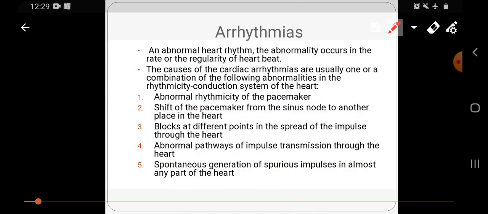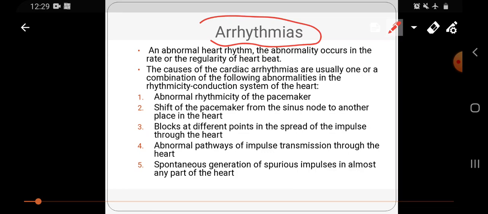Now, most of the abnormalities that we will talk about today are actually arrhythmias. Okay, and the term arrhythmia means an abnormal heart rhythm. Now, the abnormality might be in the rate or it might be in the regularity of the heartbeat. You know that the normal heart rate is between 60 to 100 beats per minute. So if the rate is less than 60 or more than 100, then it is abnormal.